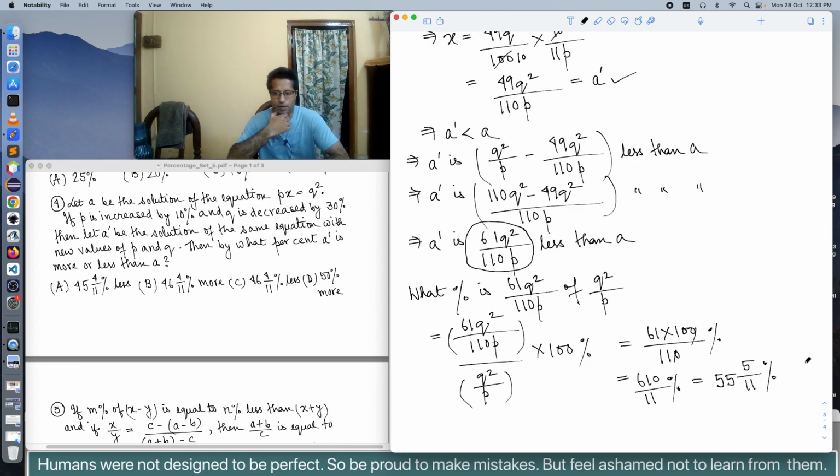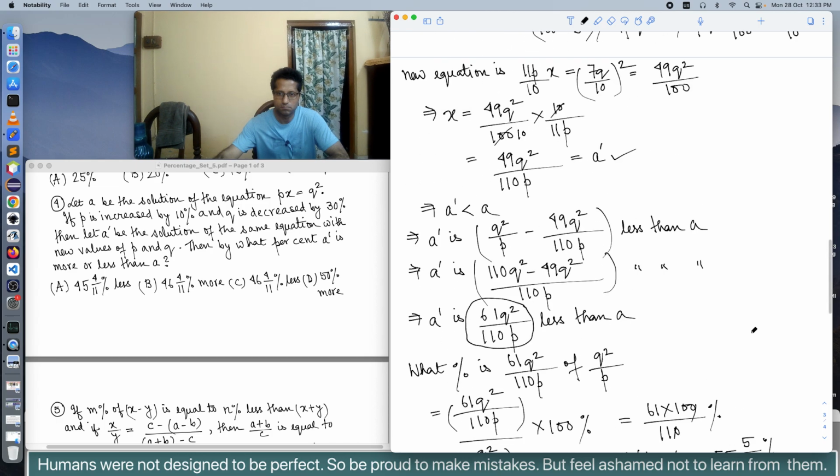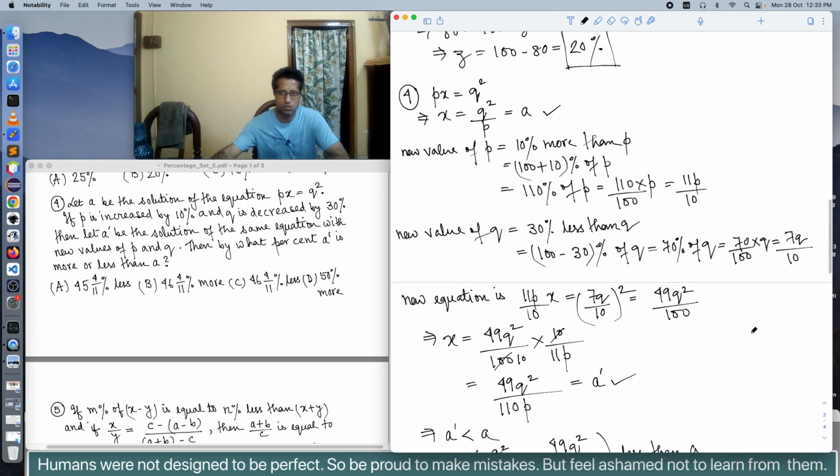Why am I getting 55 5/11? It is not there in the choices. So let me see if I have made any mistake or not. Initially the equation was Px equals Q square, and the solution will be Q square by P, which is equal to A.